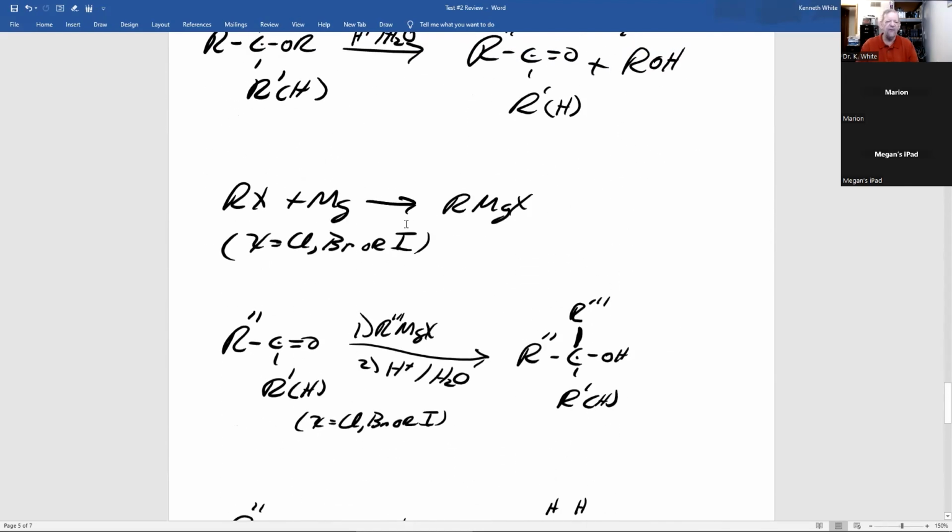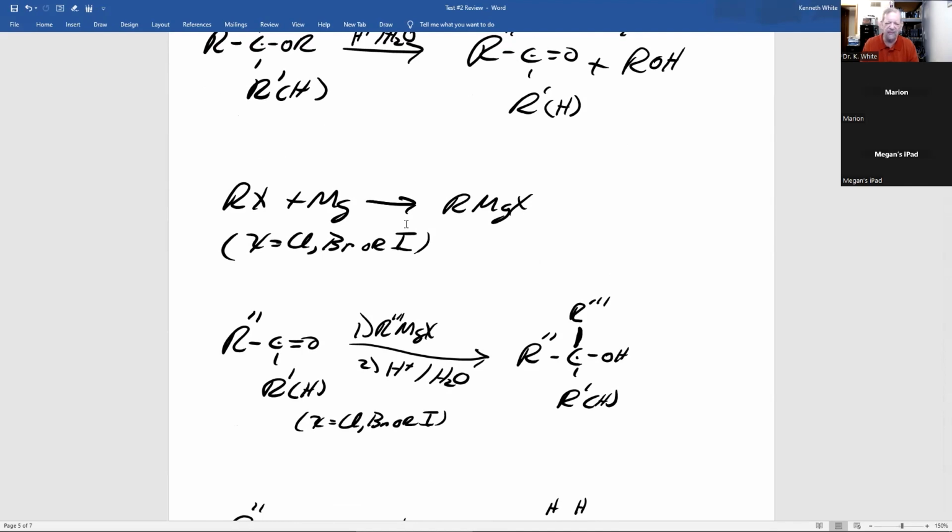All right, important reaction by one of my heroes in organic chemistry, the great organic chemist Dr. Victor Grignard, who got the Nobel Prize for this in the next reaction. You take an alkyl halide, react it with magnesium, you get a Grignard reagent.